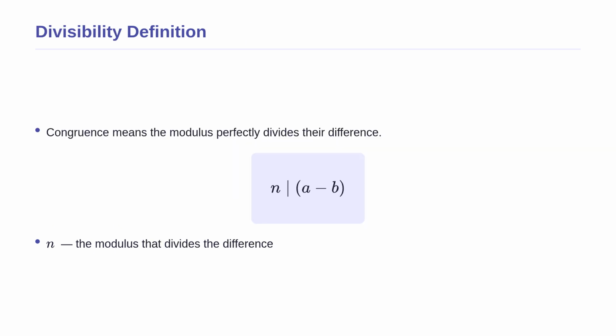This notation we just saw leads us to a strict mathematical definition. The formula on screen states that the modulus n perfectly divides the difference between a and b. The vertical bar means divides evenly into without any remainder. If you subtract b from a, the result will be a perfect multiple of n. This is the core test to see if two numbers are congruent. If you increase the modulus n, the difference between the numbers must also increase proportionally for them to remain congruent. This definition is what we use when we need to prove a congruence algebraically.